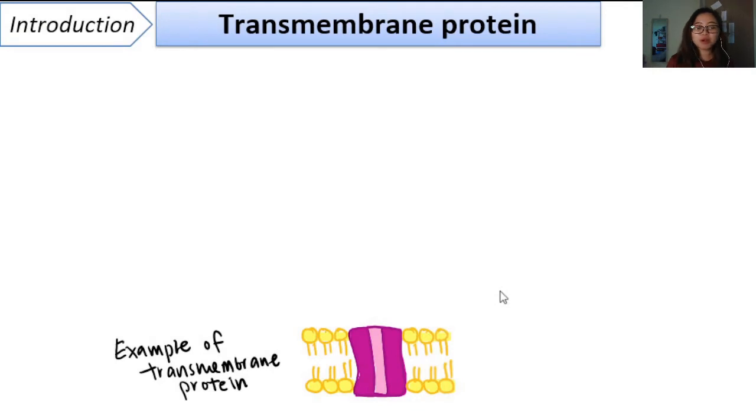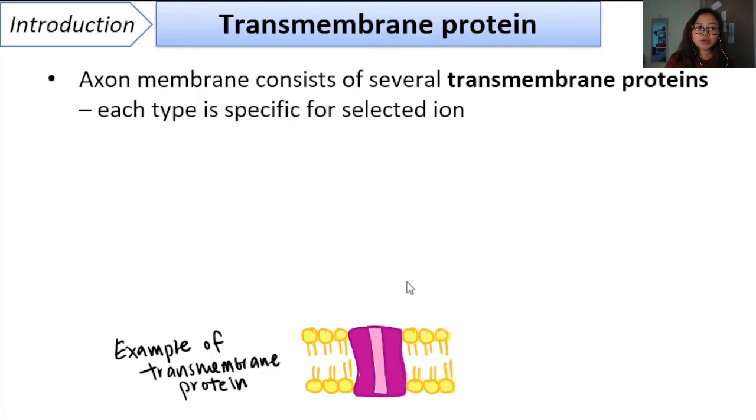So let's learn more about these transmembrane protein. Down here we have an example of a nondescript transmembrane protein. So ini tidak spesifik kepada mana-mana jenis. Well, when we talk about the transmembrane protein, we're talking about the ones on the axon in the neurons, okay? So the axon membrane will consist of several transmembrane proteins, and each transmembrane protein is specific for selected ions. Kalau protein itu adalah untuk membenarkan sodium ion untuk lalu, dia memang untuk sodium ion saja, dia tidak akan benarkan ion-ion lain untuk lalu.